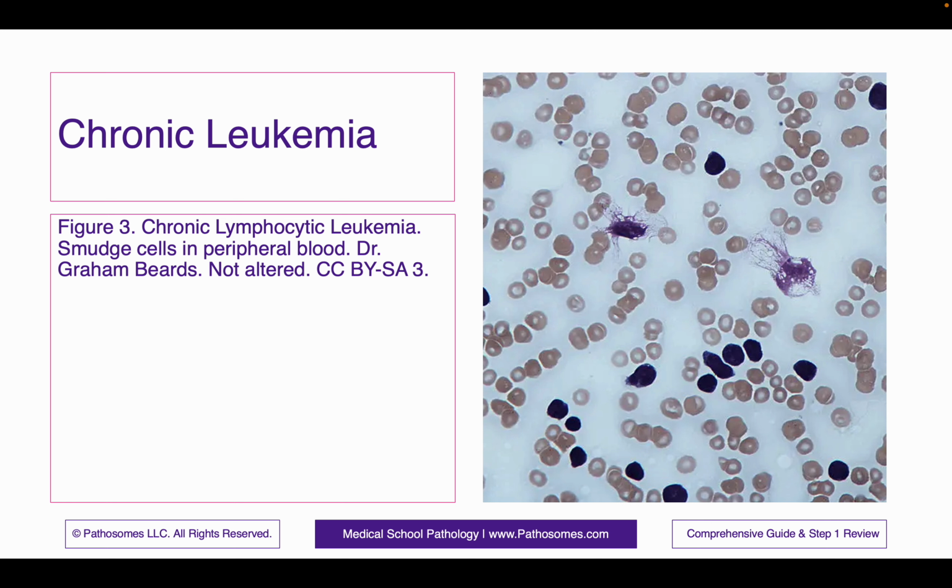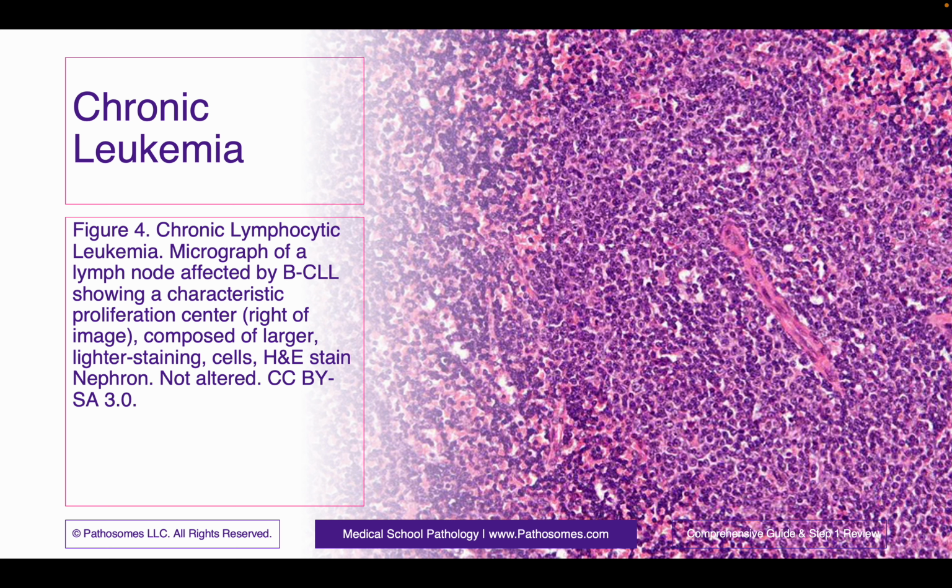Here's an image of chronic lymphocytic leukemia. Notice these smudge cells. You see those two smudge cells right there? Here's another example of chronic lymphocytic leukemia. This is specifically a micrograph of a lymph node affected by BCLL, showing a characteristic proliferation center in the right side of this image.